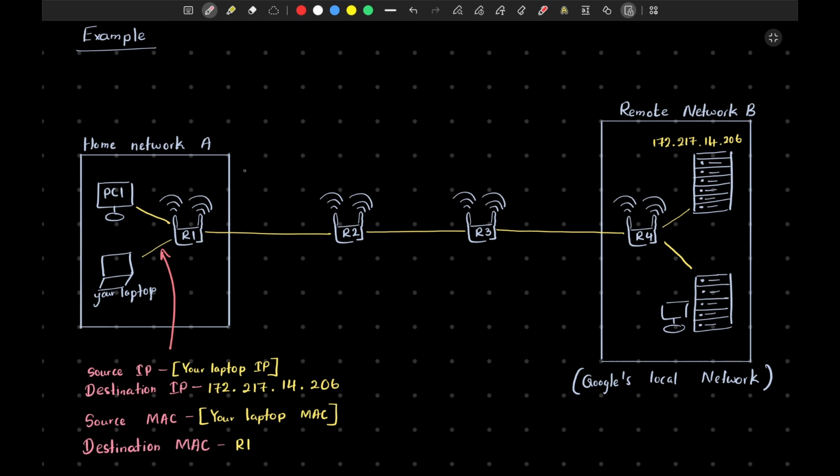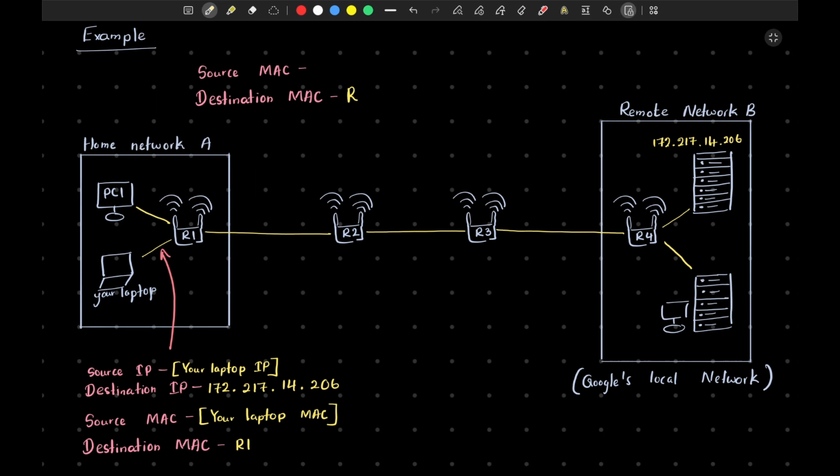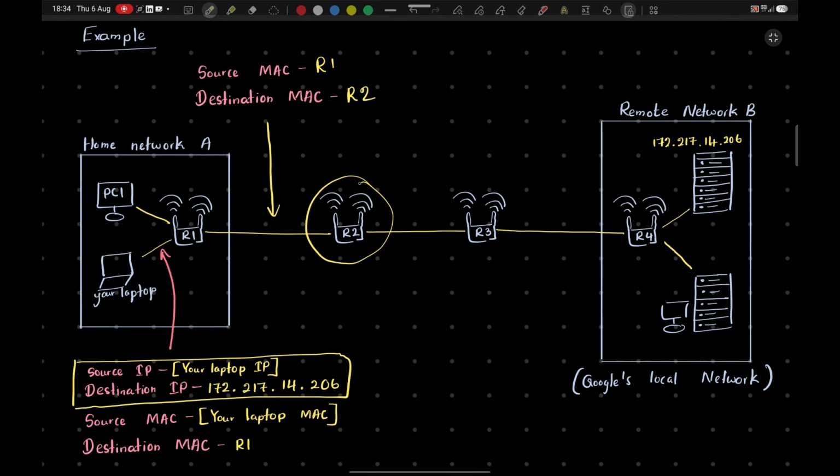Then only the source MAC address and the destination MAC address change. So right now, the destination MAC address is router 2's MAC address, R2, and the source MAC address should be R1. These are the forwarding details, and then R2 checks the IP address. This part is the same. This part doesn't change.